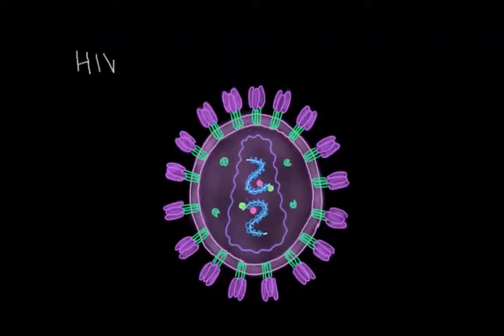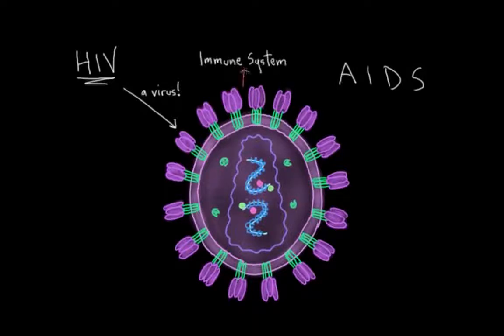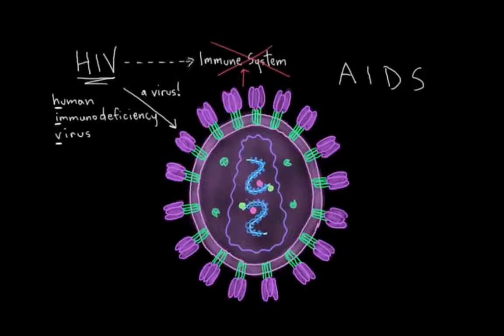What is HIV and what is AIDS? Well, let's first look at HIV. HIV is a virus that attacks our immune system, and if we expand this out, we can see that that's reflected in its name, human immunodeficiency virus. So this implies that it does something to our immune system somehow, and we'll actually explore that a little bit later on. And if we don't treat HIV, it'll eventually cause AIDS in the infected person.